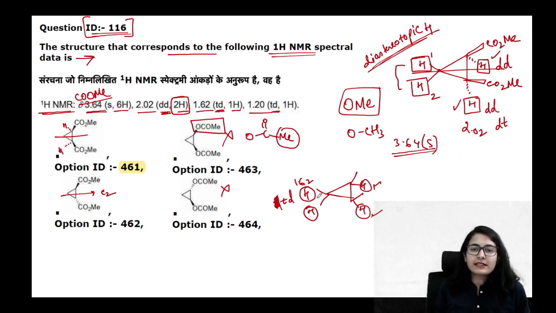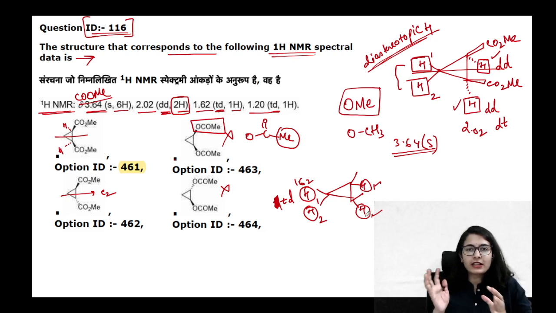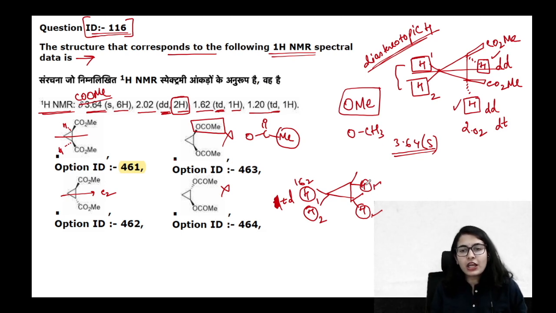The same for this H1 and H2. For H2 also, these two hydrogens are collectively taken for splitting. Two hydrogens will give you a triplet and the geminal hydrogen will give you a doublet. So once again, triplet, doublet.